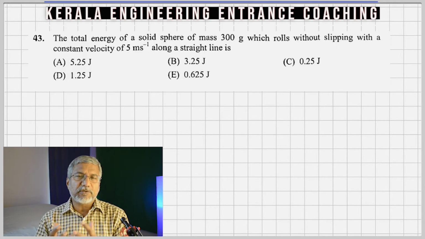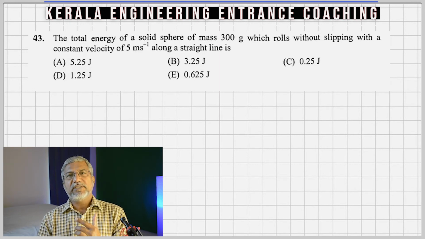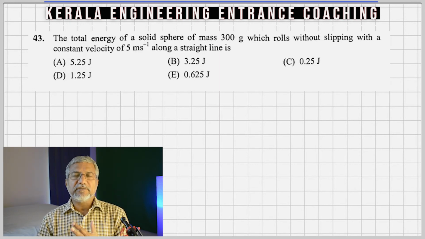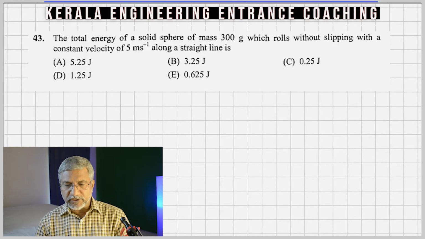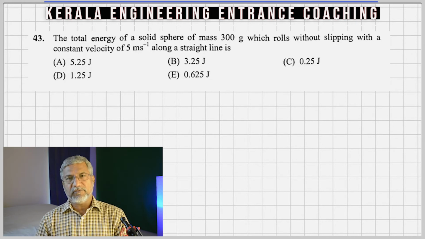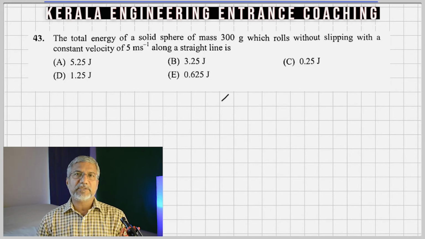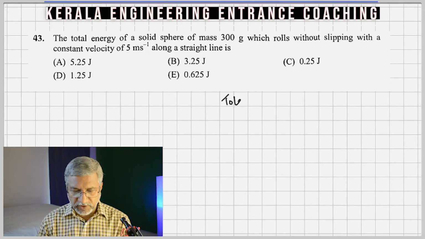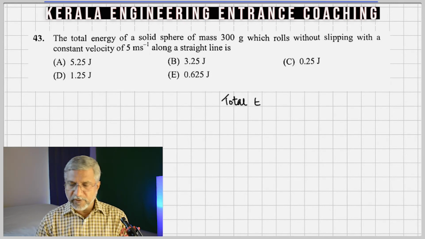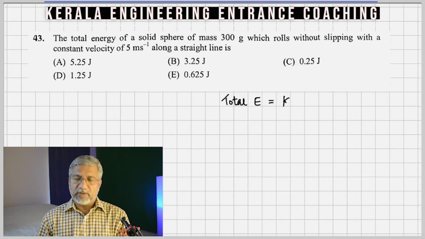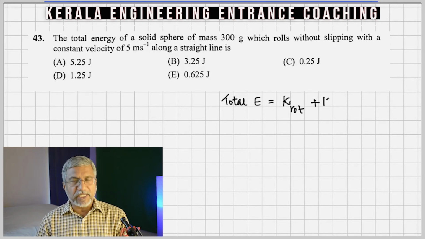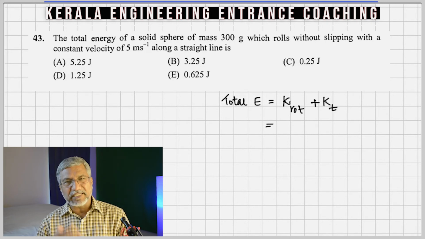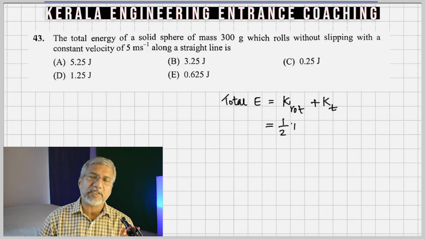So whenever the sphere rolls, it has rotational kinetic energy and linear kinetic energy. It has both kinetic energies. So to find the total energy, we have to add both of them. So let me give you the equations. The total energy is rotational kinetic energy plus translational kinetic energy. Translational means linear. What's the formula for rotational kinetic energy?